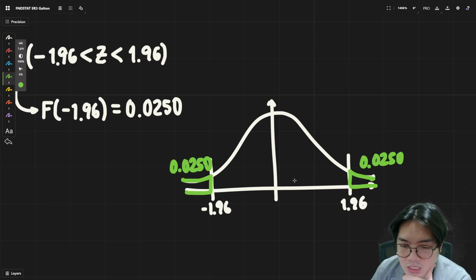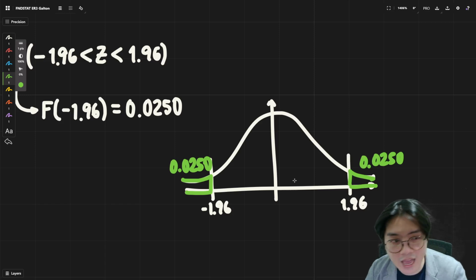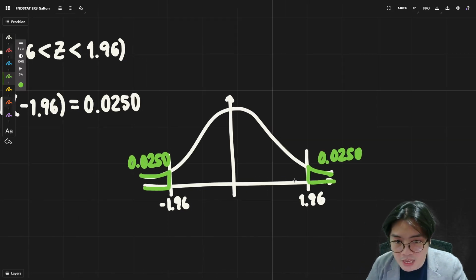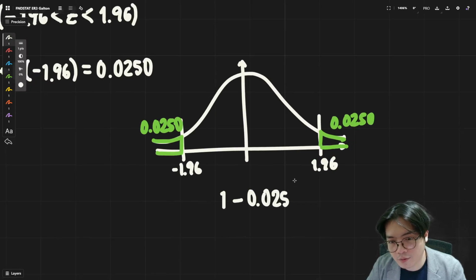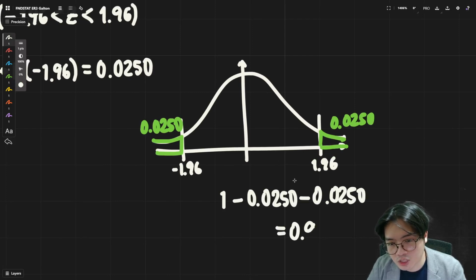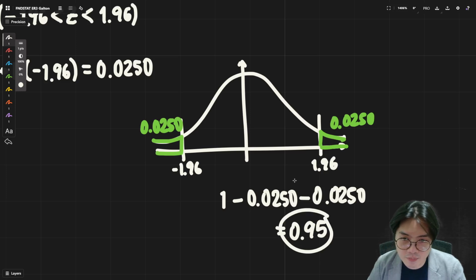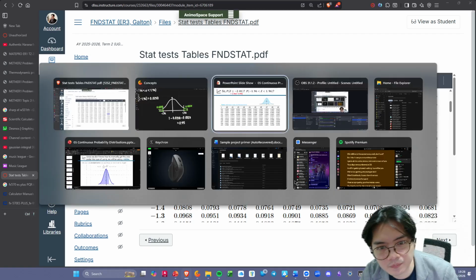If we're being asked what the area is in the middle, I can just know. Number three, the total area of this is 1. Therefore, my answer would be 1 minus 0.0250 minus 0.0250. We will get 95%.